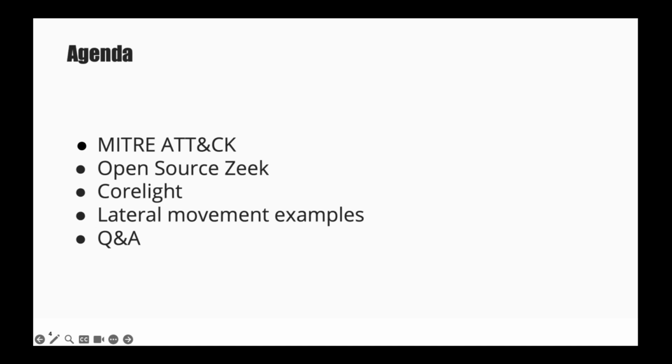So we'll have a quick overview of what the MITRE ATT&CK framework is, and also we will look at some tools that can be used to do actual detection of some of the techniques covered there. We'll talk about what open source Zeek is, how that relates to Corelight, and then we'll dive into some lateral movement examples where we'll use the data that we have from Zeek to find examples of lateral movement in the wild. And we'll leave some time for questions and answers.